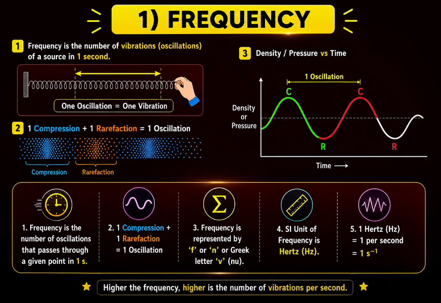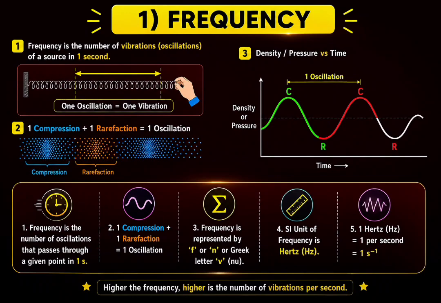The number of vibrations or oscillations made by a source in 1 second is called frequency. One complete vibration is called one oscillation. In a sound wave, one compression and one rarefaction together complete one oscillation. Frequency is represented by f and its SI unit is Hertz. 1 Hertz means one vibration in 1 second.